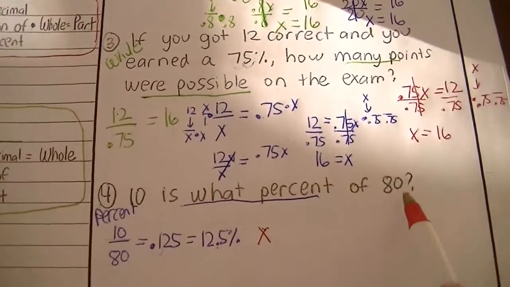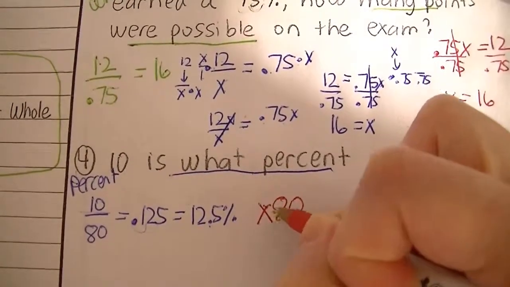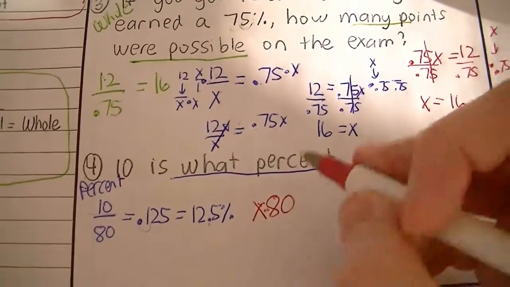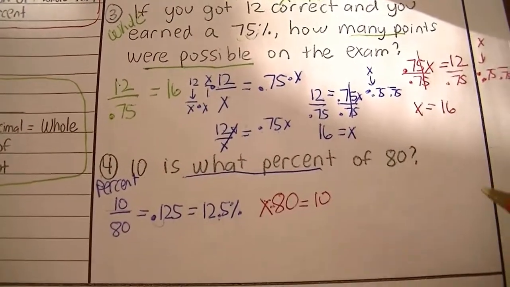And then we got to multiply it by the whole. Well, the whole is 80. I could smush them together because that means the same thing, okay? And that's going to give us the part, and the part is 10. So let's go ahead and solve for x.